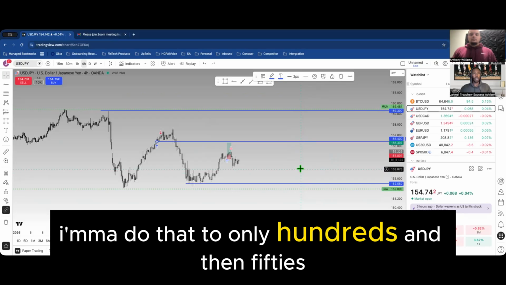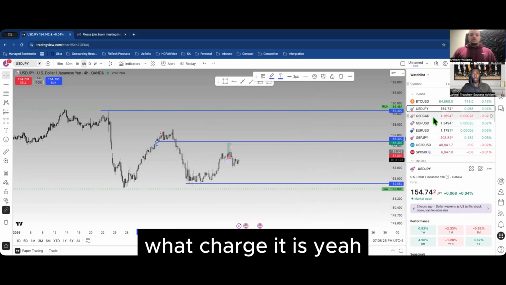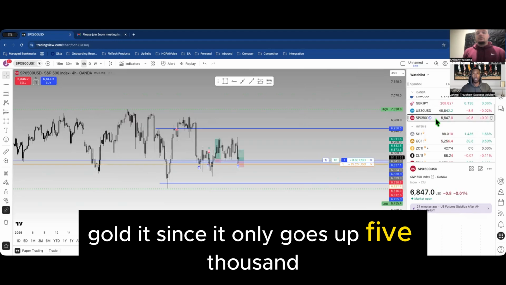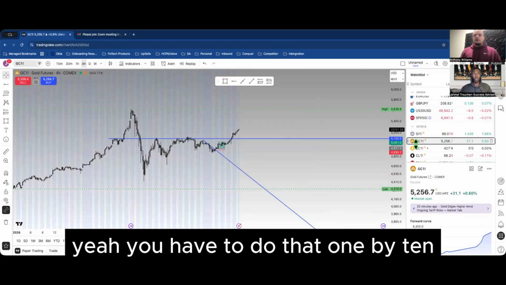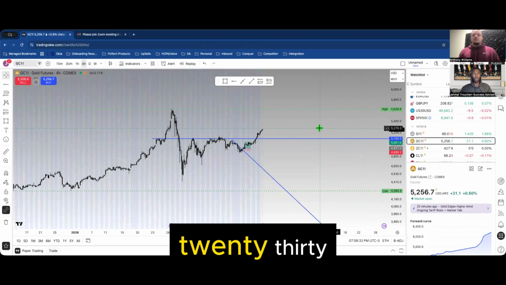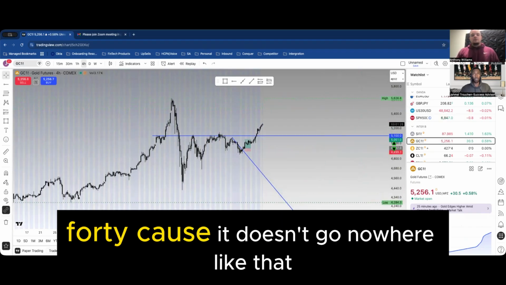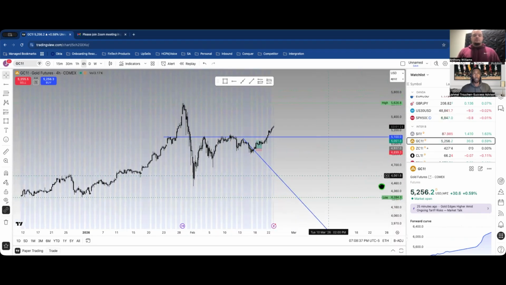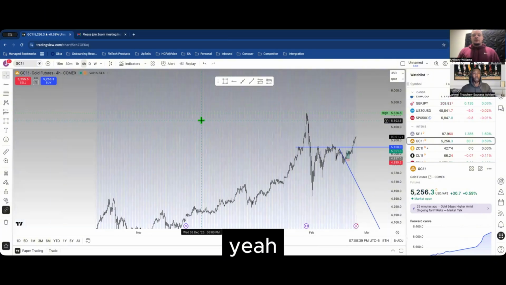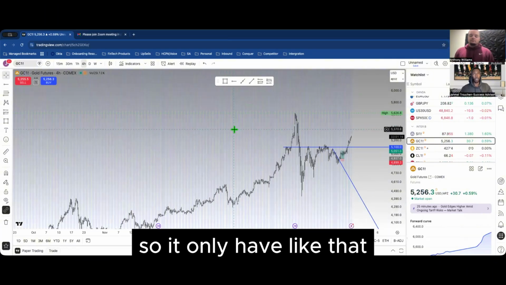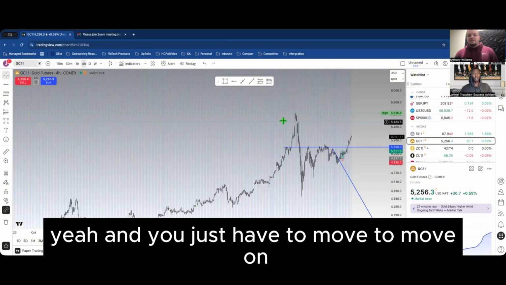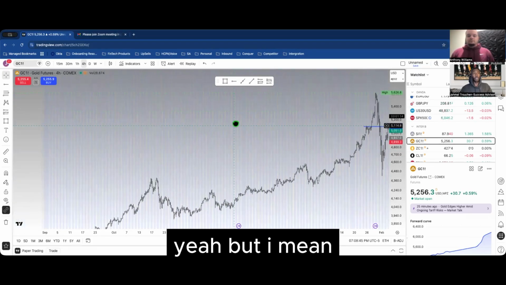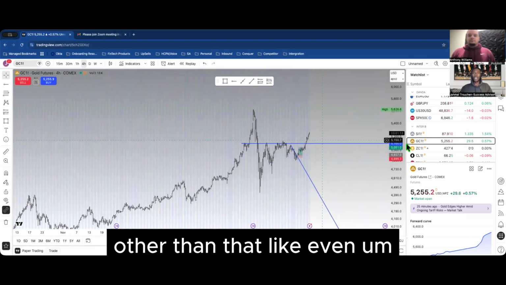Moving forward, I'm going to do that too. Only hundreds and then fifties, no matter what chart it is. No matter what, unless it's gold. Gold only goes up to about 5,000, so you have to do that one by 10, 20, 30, 40, because it doesn't go anywhere like that. Yeah, because this is the highest point anyway, so the range only moves like that.